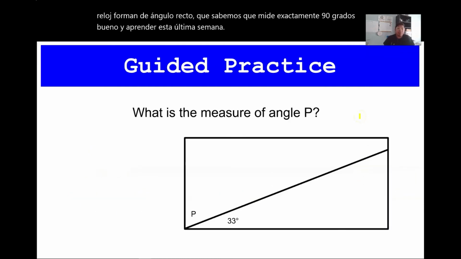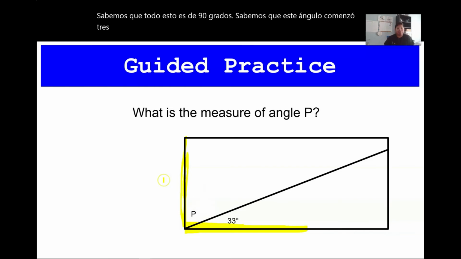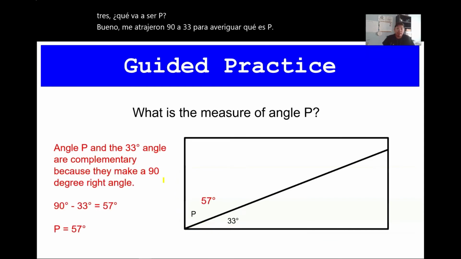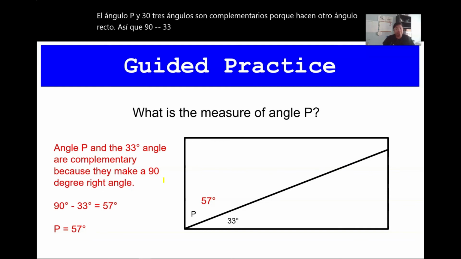What is the measure of the angle P? We know that this whole thing is 90 degrees. This angle is 33, so what is P going to be? Good, I will subtract 90 minus 33 to find out what P is. Angle P and the 33 angle are complementary because they make a 90 degree right angle. So 90 minus 33 equals 57, so angle P is 57.